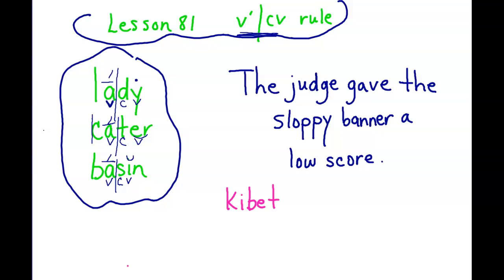Let's now look at the sentence I have on the board in purple. It says, the judge gave the sloppy banner a low score. So we're going to actually code all the words in this sentence. If you have a piece of paper, go ahead and jot down this sentence. Pause the video and try to code it the way you think it needs to be coded, and then start the video again and see if you got it correct. Okay? So go ahead and pause now.